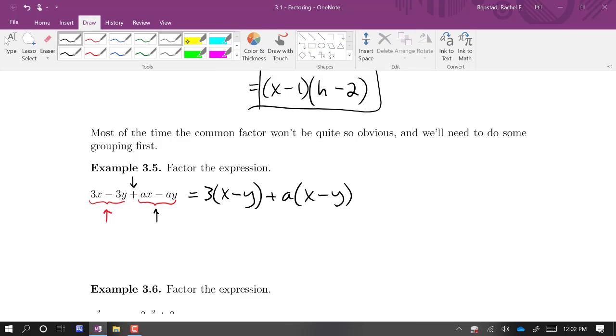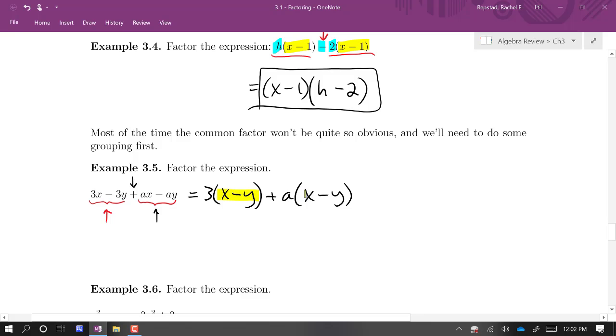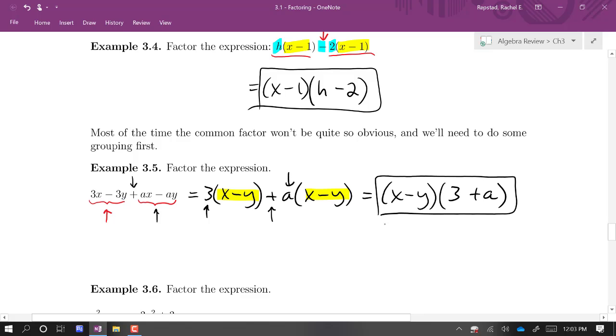Now I can see that between these 2 products, I have a common factor of x minus y. I'll take that out. And then what goes inside the parentheses? Well, I need a 3, and I'm going to bring over the plus, and then I need a factor of a to get me to the second term. So 3 plus a. And again, all of these factoring problems you can check, because if you multiply this out, if you FOIL out these products, and you can make the grid, or you can use the mnemonic FOIL, you'll recover the original expression.